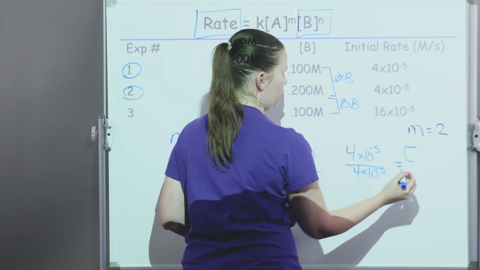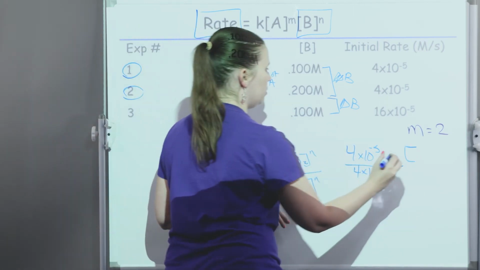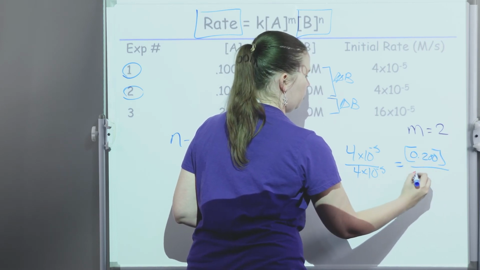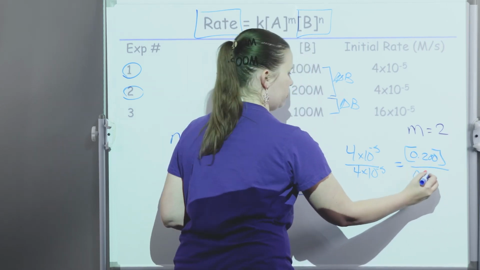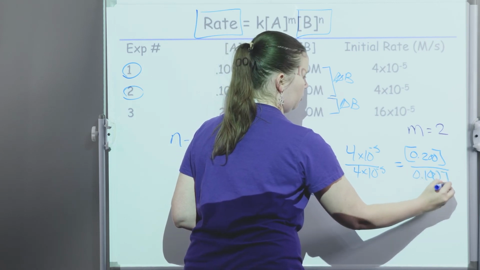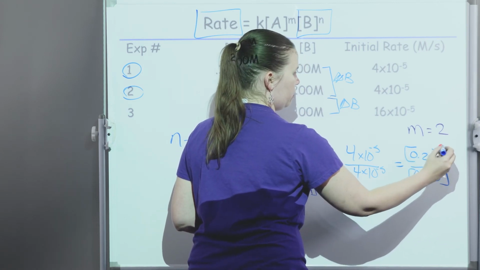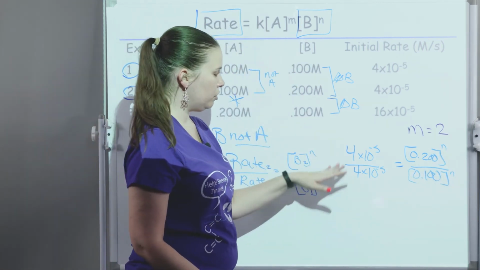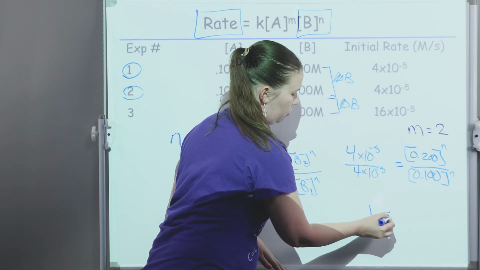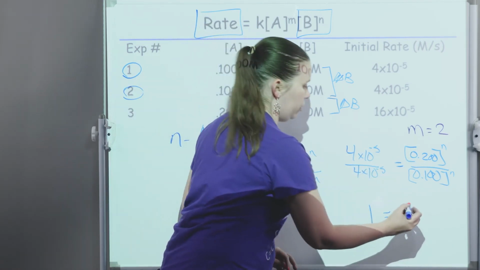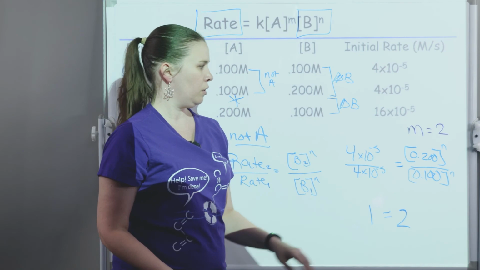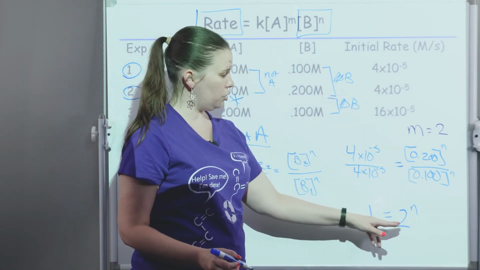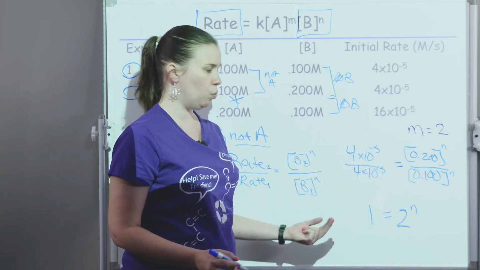The concentration of B in the second one was 0.200, and the bottom one was 0.100. And that is raised to the n power. So let's simplify. A number divided by itself is of course 1, and then 2 divided by 1 is 2. And my exponent is on the 2. So the question is 2 to what power gives me 1?